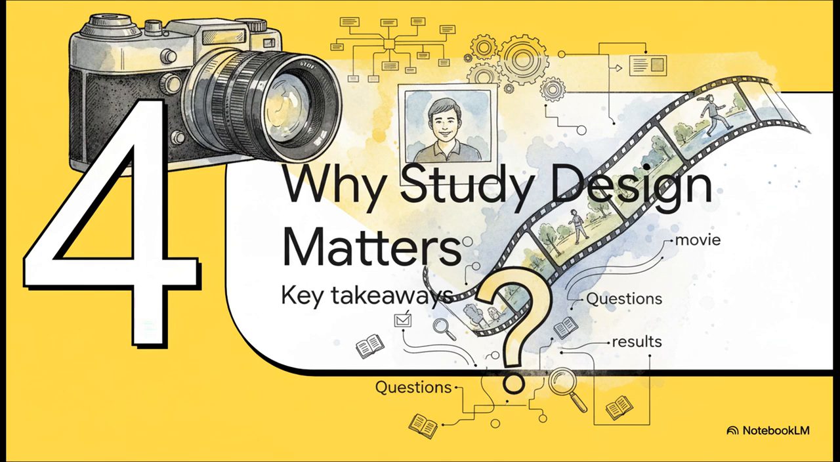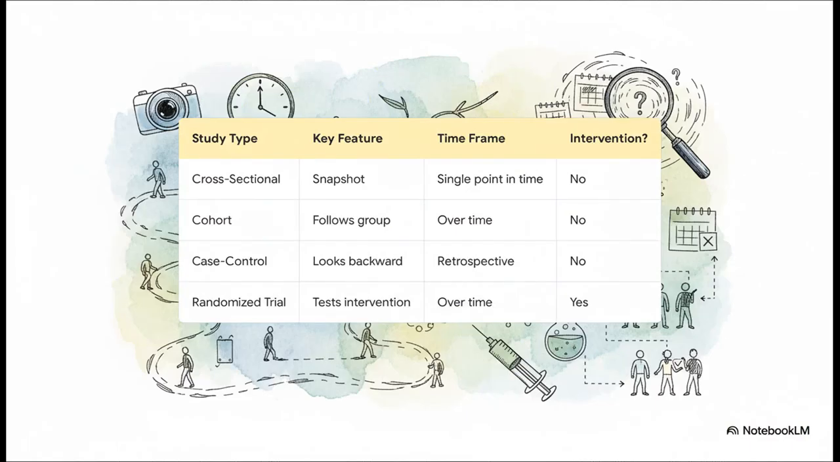So why do we even care about all these little distinctions? Well, it's because the design of a study changes everything. It determines what kind of questions researchers can even ask and how confident we can be in their answers. Knowing if you're looking at a quick snapshot or a decade-long movie completely changes how you should think about a finding. And this table just lays it all out perfectly. It's a fantastic cheat sheet.